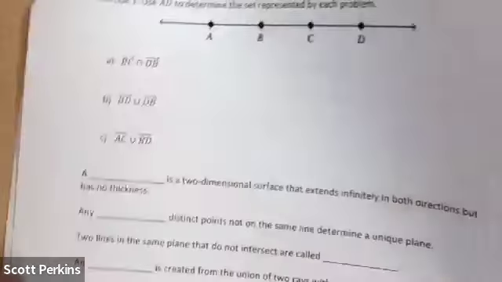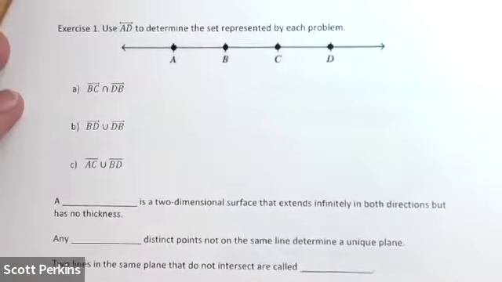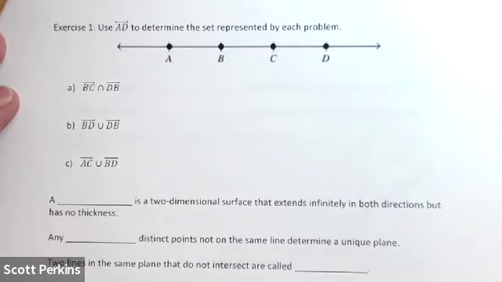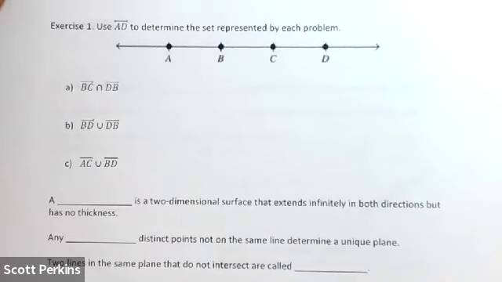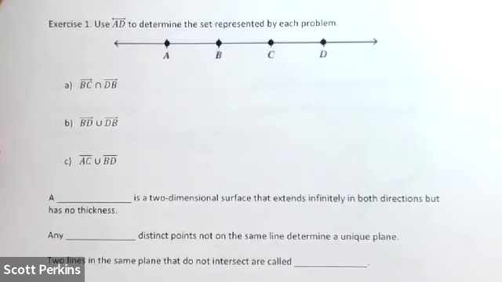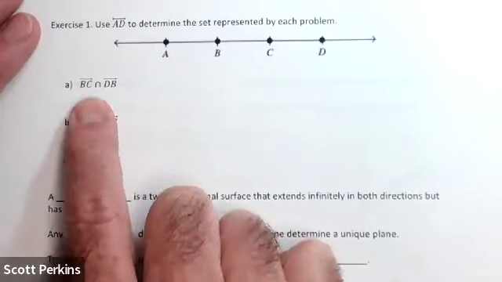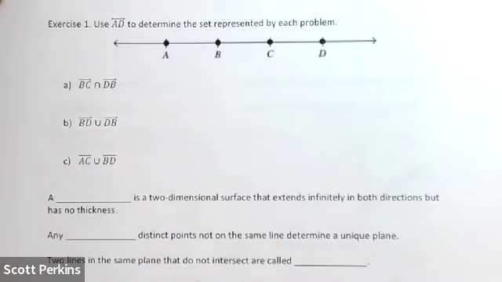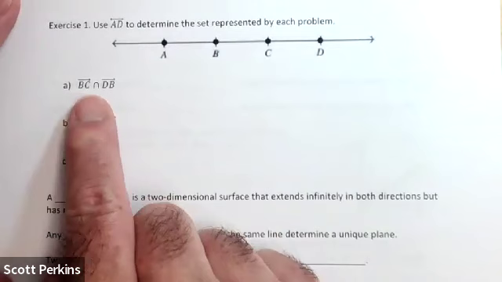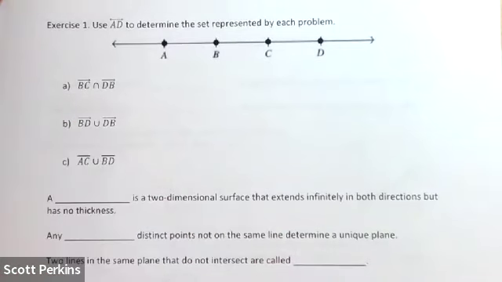It is essentially the same sort of problem, just 3 new examples. I'm going to give you 90 seconds, maybe 2 minutes to do this. Actually, let's do them one at a time. Forget that. I'm going to give you 1 minute. Do the A part to this. We've got ray BC, and we're intersecting that with ray DB.